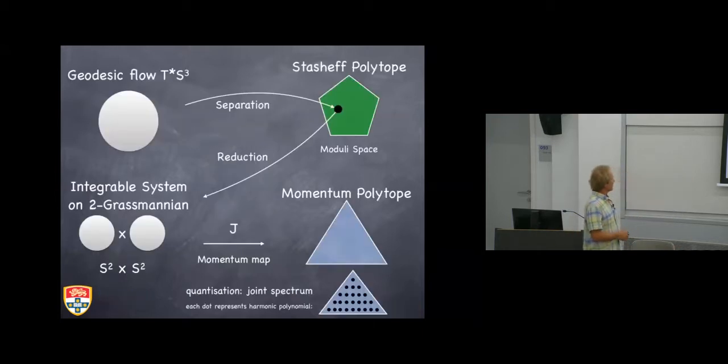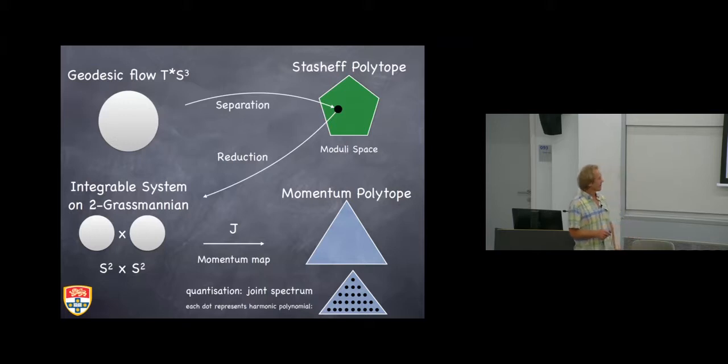Okay, so I want to talk about 2 polytopes, which are related. I will start with the geodesic flow on the round sphere, so very simple object. To get something more interesting, I will use separation of variables. The space of systems that you can get by separation of variables on the sphere has a very nice structure, which was actually found by Sasha Veselov and Konrad Schöbel.